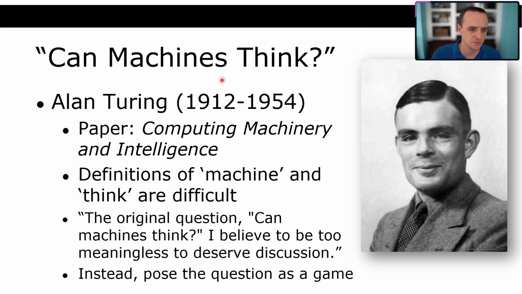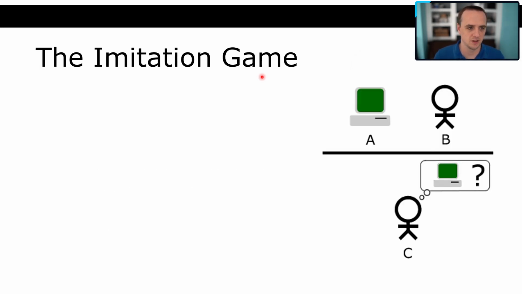So he wrote a paper called Computing Machinery and Intelligence. And in that paper, he said that definitions of machine and think are difficult, right? Like we just showed, we tried to come up with a definition and it's difficult. So he said that the original question, can machines think, he believed to be too meaningless to deserve discussion. The term is so abstract and so hard to define that, instead, let's pose this question as a game. And that was the imitation game, okay?